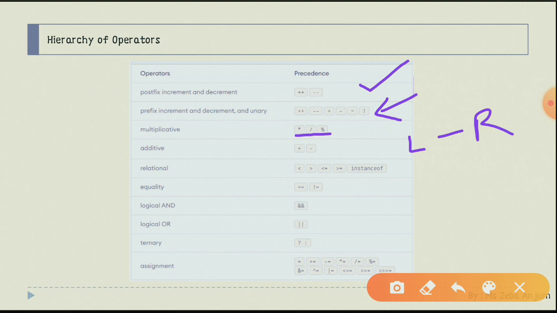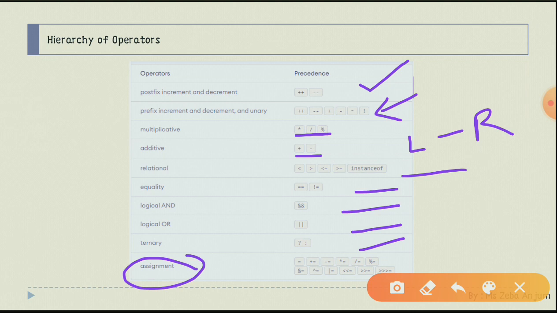Next one, you have additive. Plus and minus both have the same precedence, or the importance given to both of them is equal. Next one, relational operators. Next one, equality, logical and, logical or, ternary operator, and at the last you have the assignment operator.